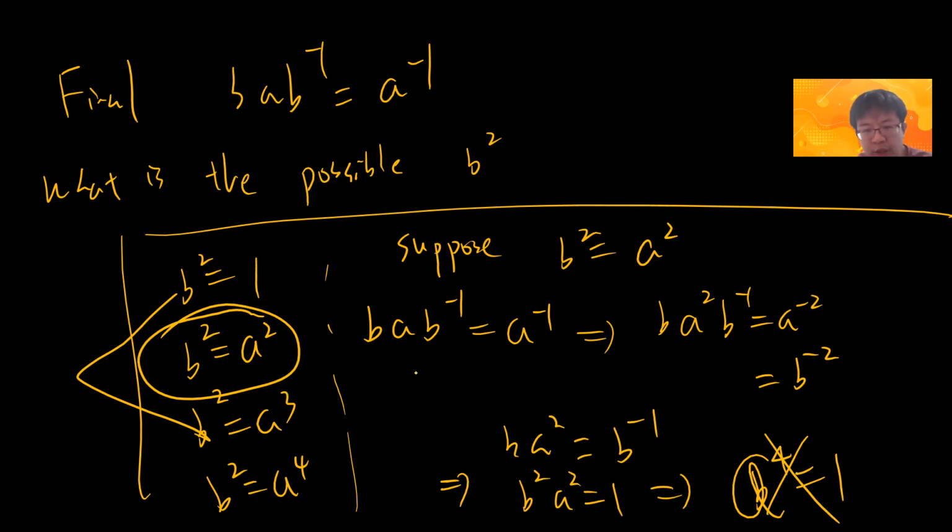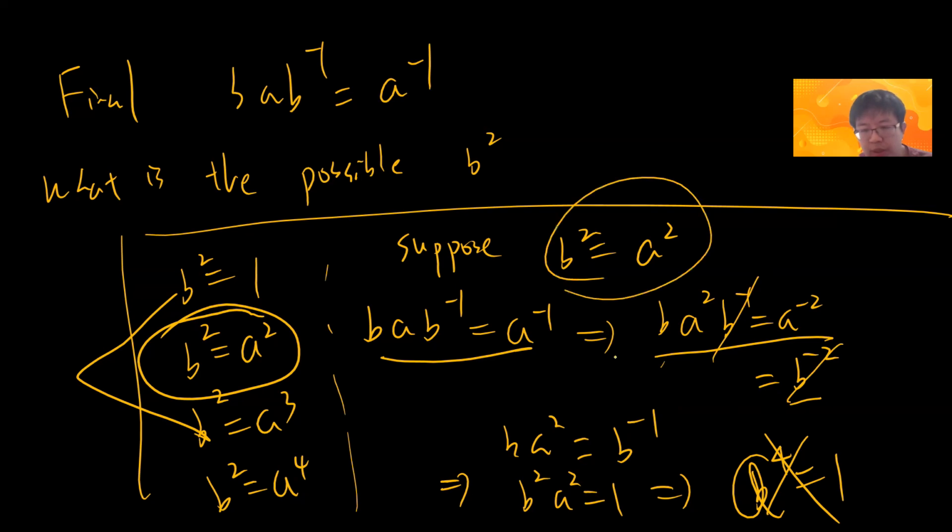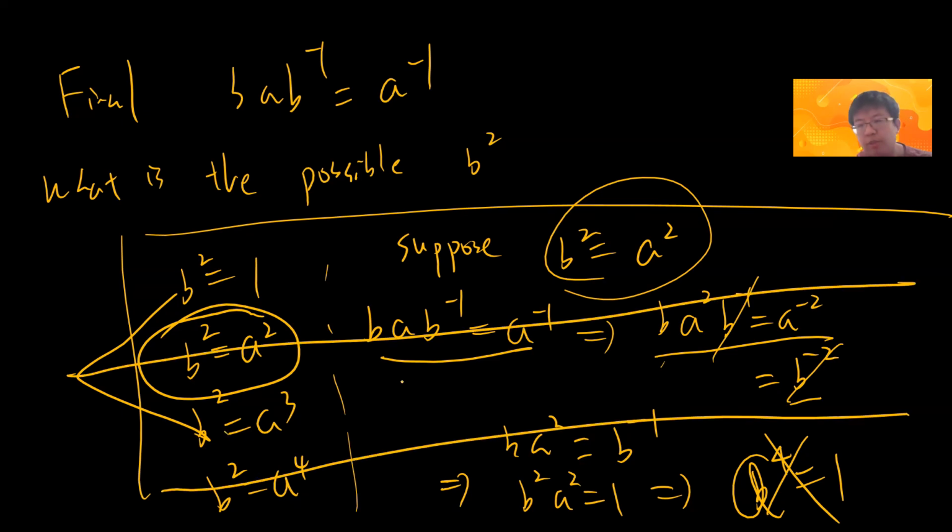So you start from here, you square it, and then you change this to B^-2, and you cancel this B^-2, you get this. So you cancel this B^-1, and you get B^-1. So you get B squared A squared is 1, but B squared is A squared, right? So A^4 is 1, which is a contradiction. So this cannot happen, and also you can check that the other one cannot happen. Okay, so the only two cases are these two.